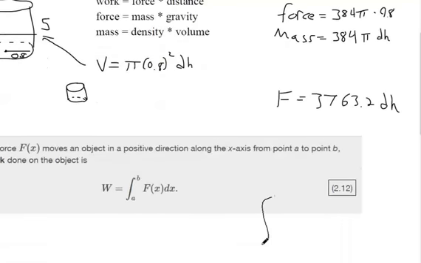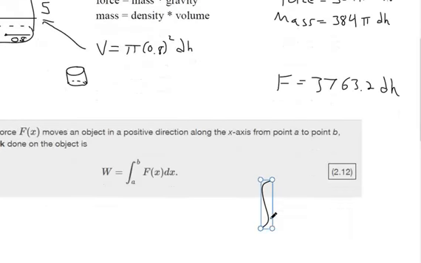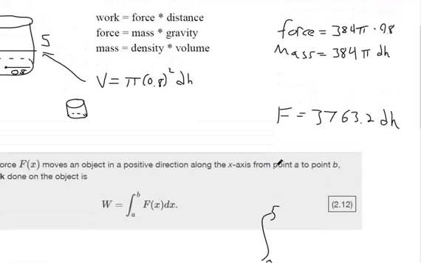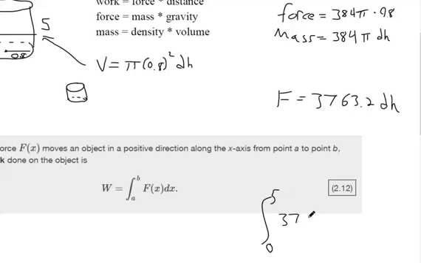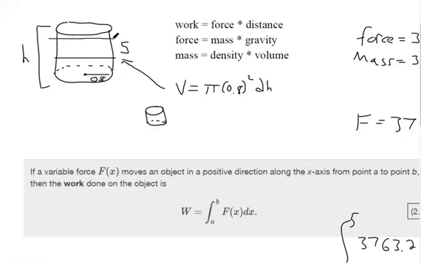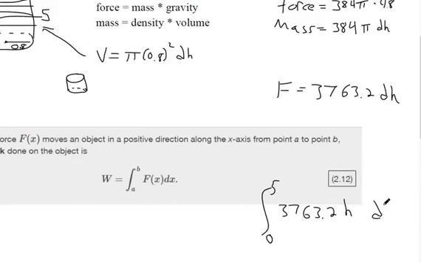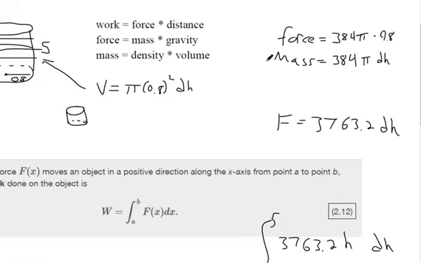So in the end, what we want to calculate is the integral from 0 to 5, because this thing has a height of 5. And then it is our force to move that infinitesimally small slice of the volume times the distance we have to move it, which is h. Right, so this slice, maybe that's a height of 4. This slice is a height of 3.5. This height is a slice of 3. So we need that variable h to finish helping us calculate the work.